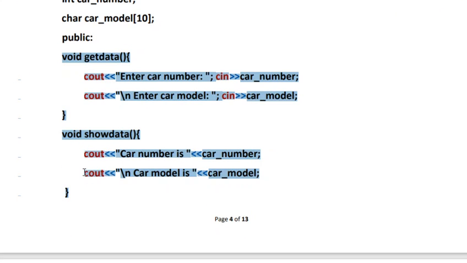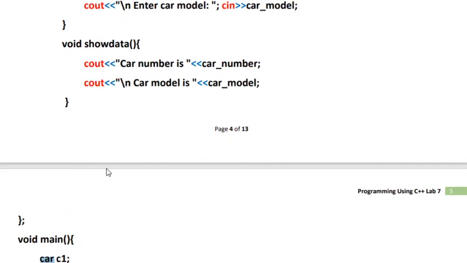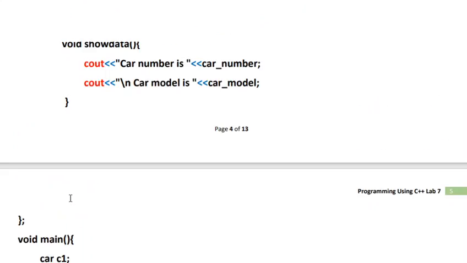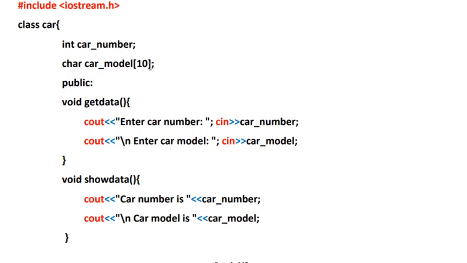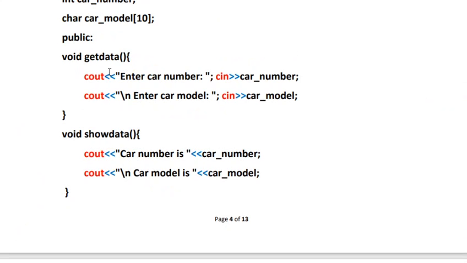But here, if you know that whenever we define a function inside the class, by default it will be considered as an inline function. Now I have object C1 of class car, so I can use C1.getData, C1.showData, because get data and show data are public members of the class, right? And since car number and car model are private members of the class, I cannot have direct access to them. So we need to have access through the interface, that is the functions get data and show data.